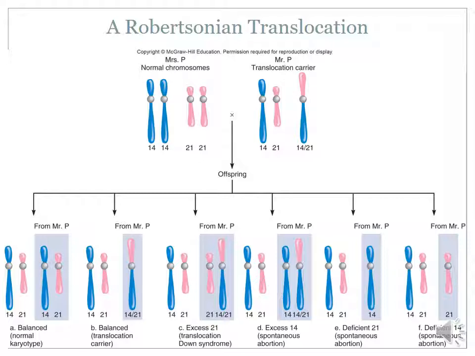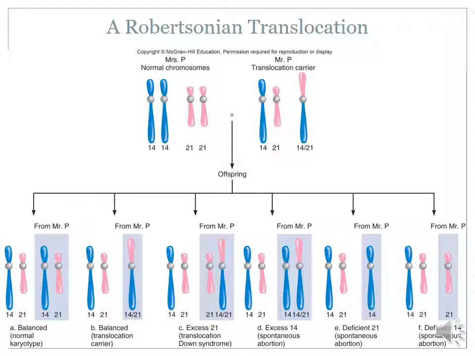If we look at A, a sperm with 1 normal chromosome 14 and 1 normal 21 yields a normal child when fertilized. If we look at B, a sperm carrying the translocated chromosome produces a child who is a translocation carrier, like Mr. P. In C, if a sperm contains Mr. P's normal 21 and his translocated chromosome, the child receives too much chromosome 21 material and has Down syndrome.